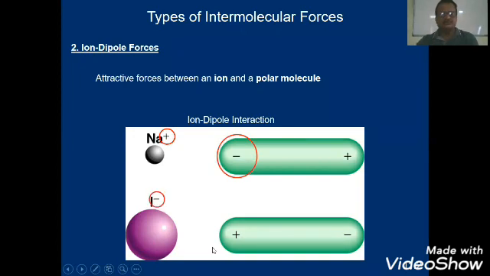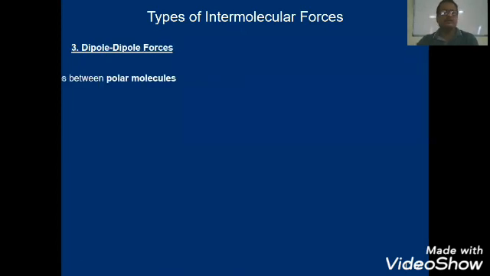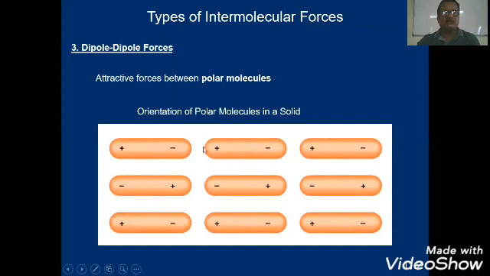Then there may also be dipole-dipole interaction. That is the electrostatic attraction between two dipoles. So what is a dipole? It is a molecule with two opposite charges. One end is carrying negative charge, the other end is carrying positive charge.